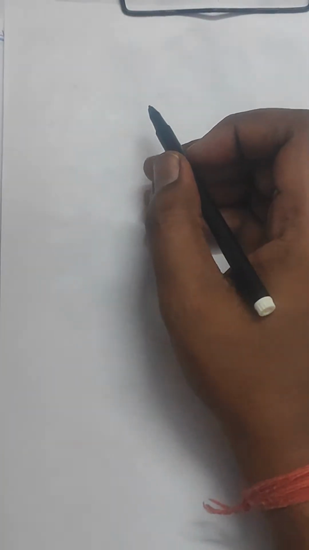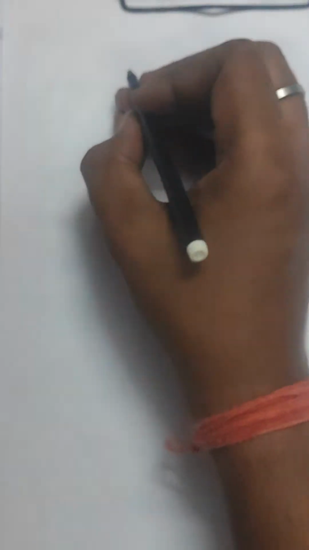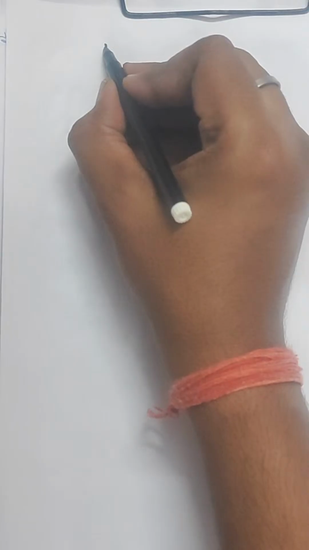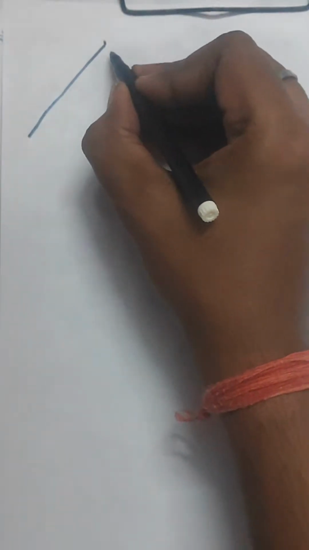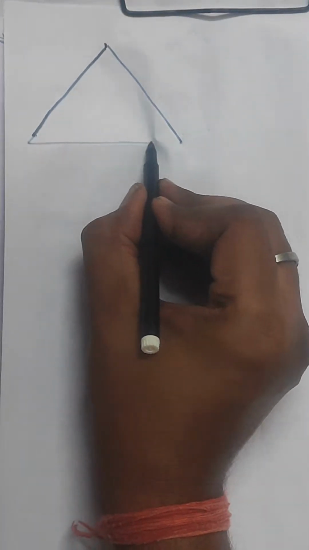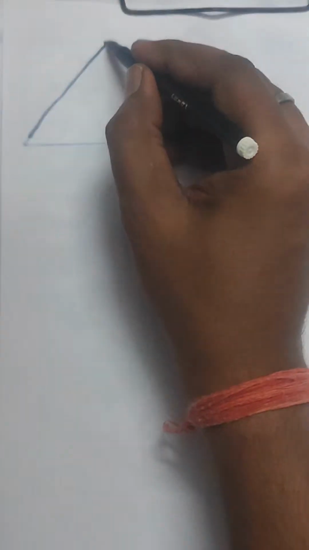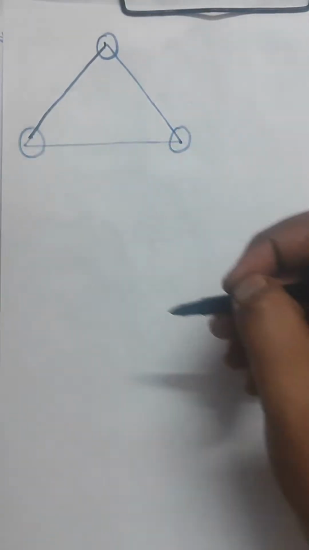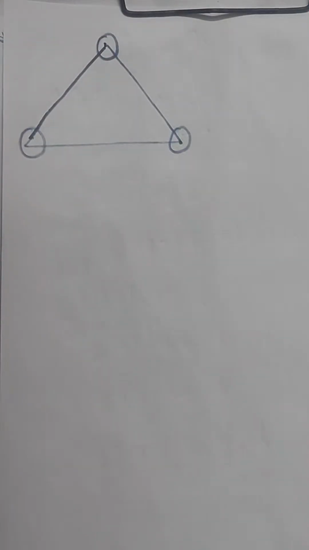So today in the session, we will discuss a question from electrostatics where the resultant force needs to be calculated. Three charges are given to you. Those three charges are placed at the vertices of an equilateral triangle. So if this is the equilateral triangle, then the three charges are placed at this point and this point.